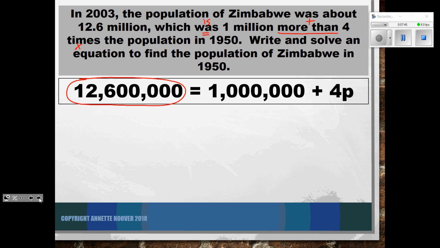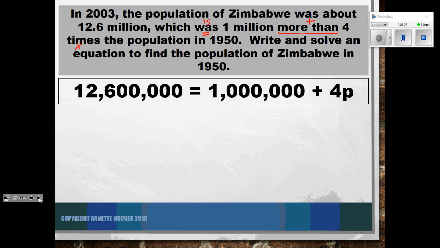So if you look at the equation that I wrote, 12,600,000 is or was 1 million more than 4 times the population in 1950. So as I was reading the equation, I was just translating it into numbers and symbols. Now to solve, we first look for what we're solving for. Here is the variable, the unknown that we're solving for. So we want to get the p on the right side by itself. It is being multiplied by 4, so we're going to move this last. What's attached to the p gets moved last.